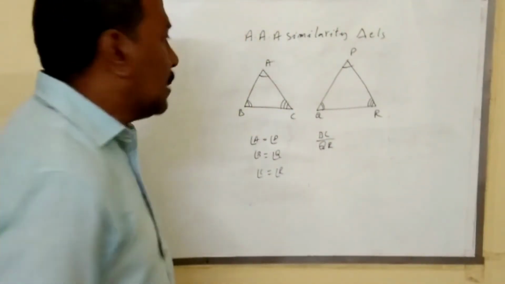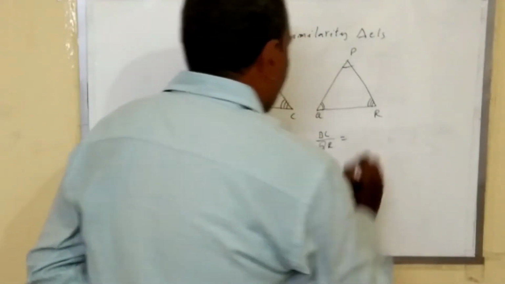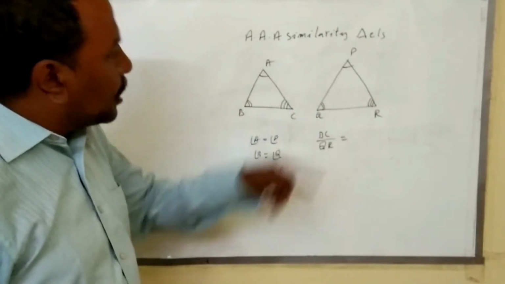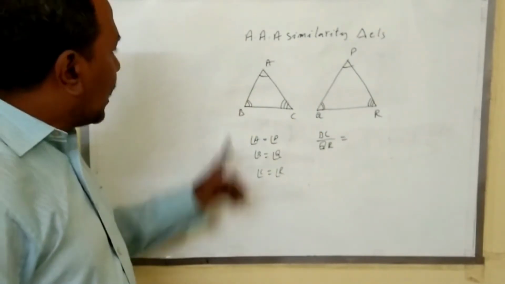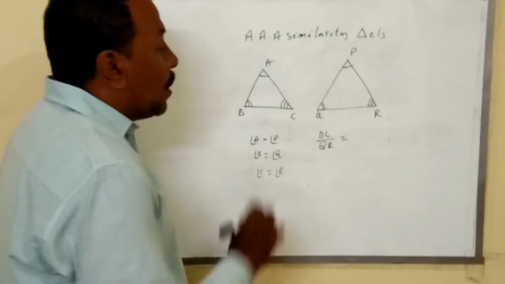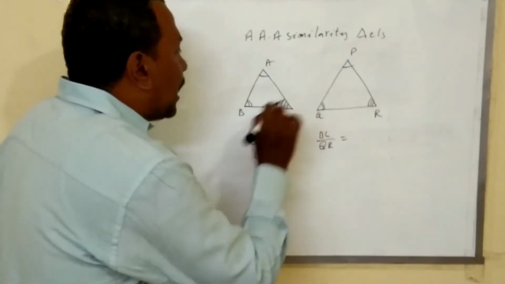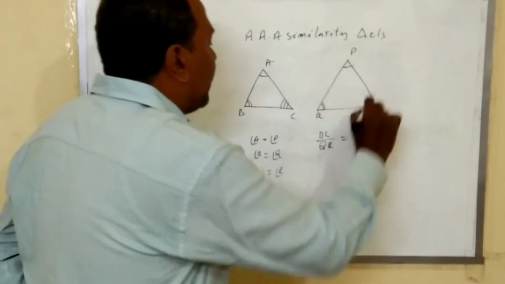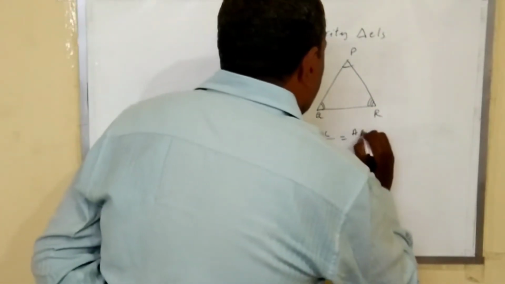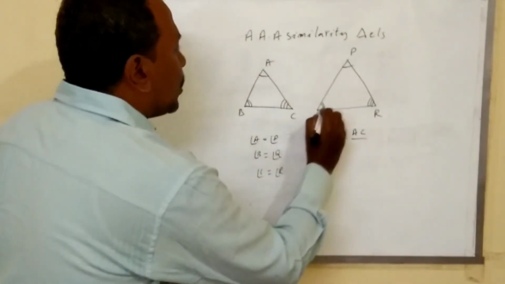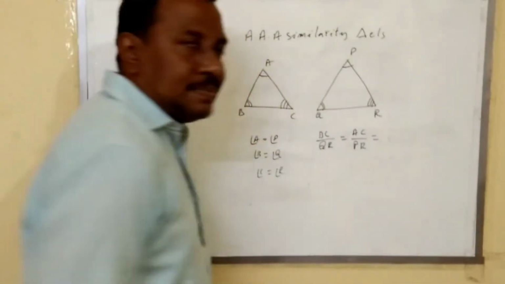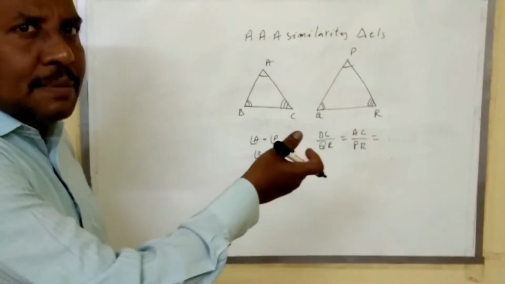next, you take angle B and angle Q. Angle B is equal to angle Q. What are the sides opposite to angle B and angle Q? AC and PR. Angle B is opposite AC, and angle Q is opposite PR. So AC by PR, all the sides maintain the same ratio.